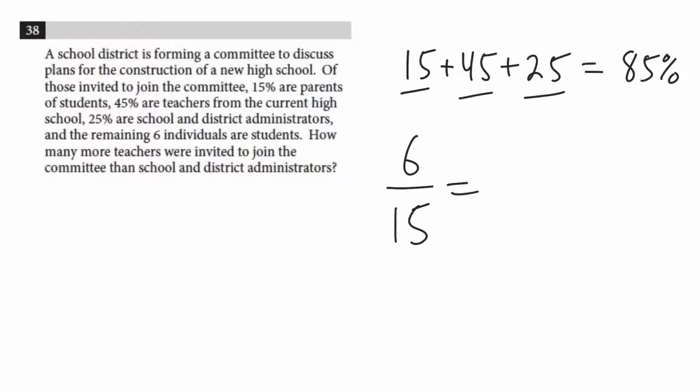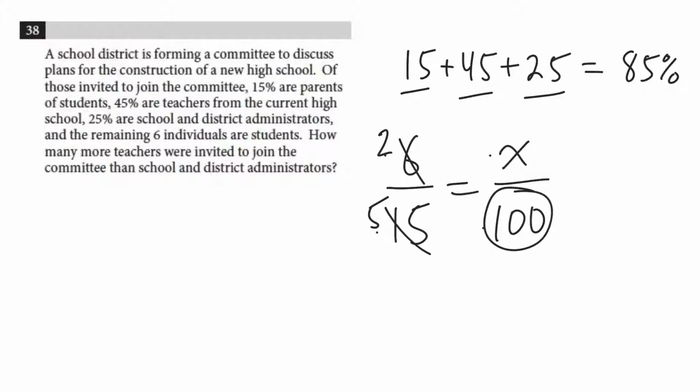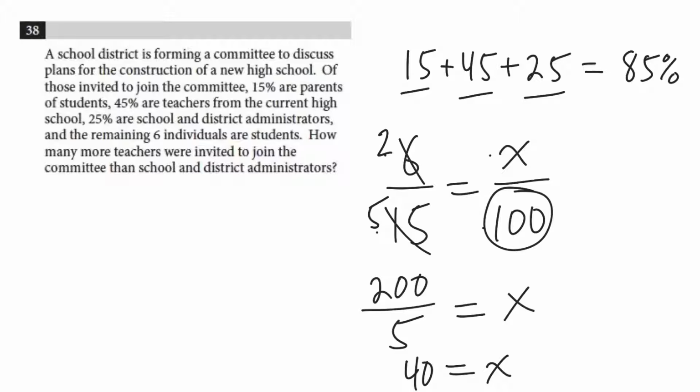Okay, well, then how many individuals account for 100%? So we have a proportion. 6 is to 15 as x is to 100. Okay, well, to isolate the x, we just have to multiply both sides by 100. I guess first I'll reduce this. I'll divide the top and bottom by 3. I'll get 2/5. Okay, I'll multiply both sides by 100. I'll get 200 over 5 equals x. Well, 200 divided by 5, 100 divided by 5 is 20. So 200 divided by 5 is 40. So there are 40 people all together.